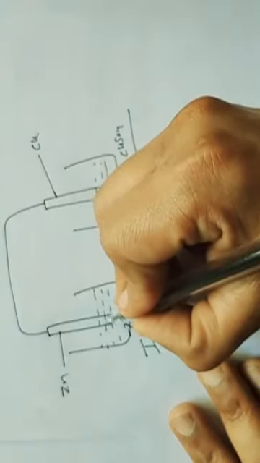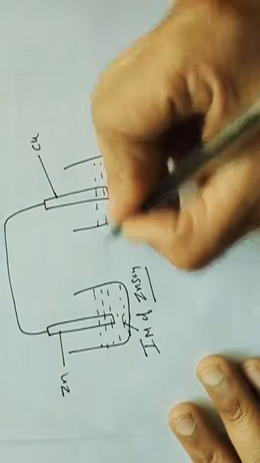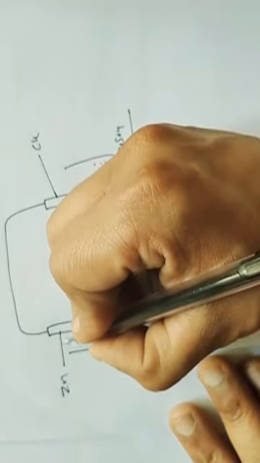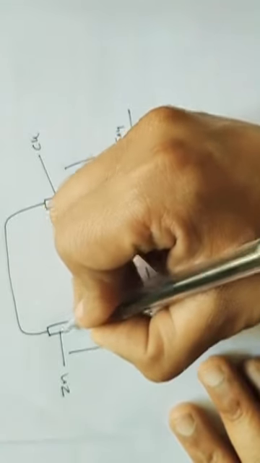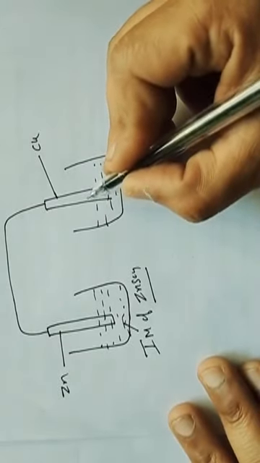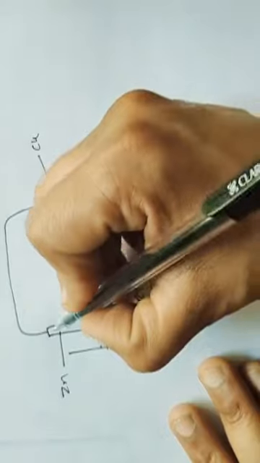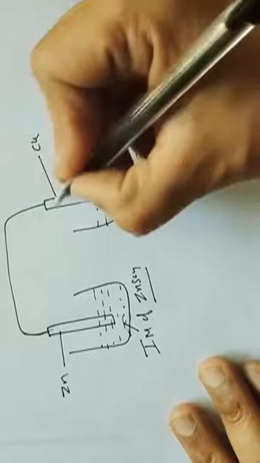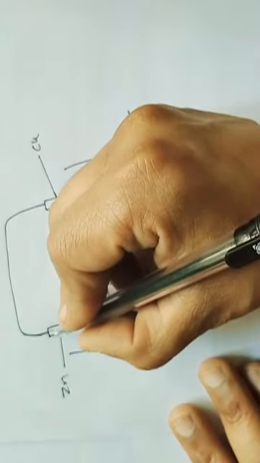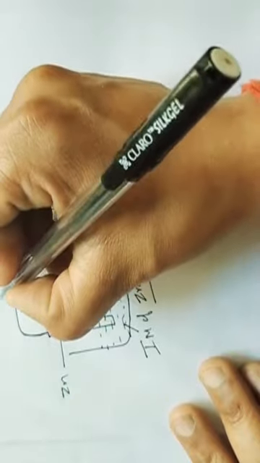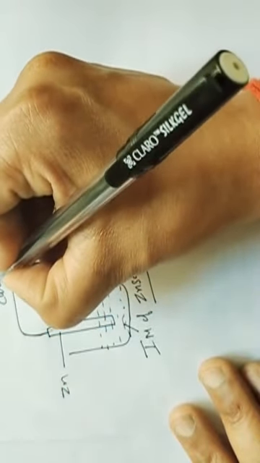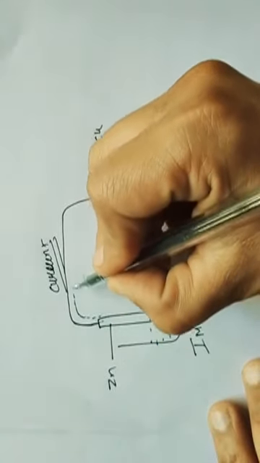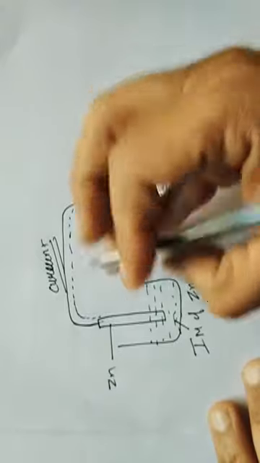We know that zinc is more reactive than copper. When we are connecting zinc and copper with each other, because zinc is more reactive, it will lose electrons, and copper is less reactive, it will gain electrons. So zinc will lose electrons and these electrons will reach the copper. And we know when electrons move from one end to another end, then what will flow? Current flows. The flow of current is there when the electrons flow.